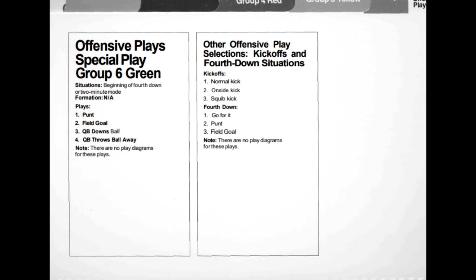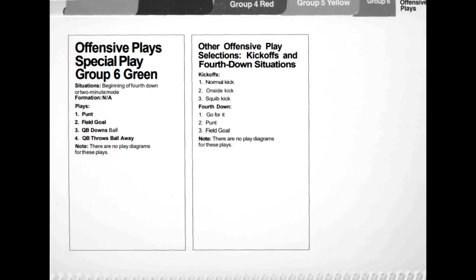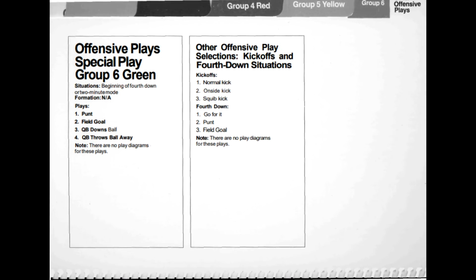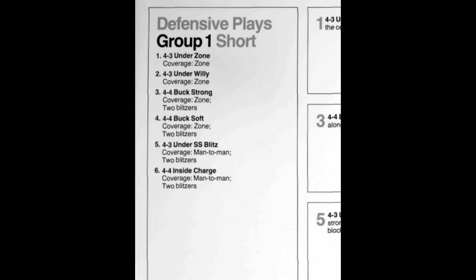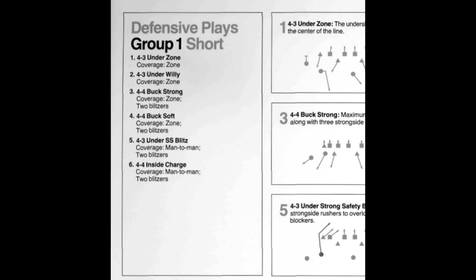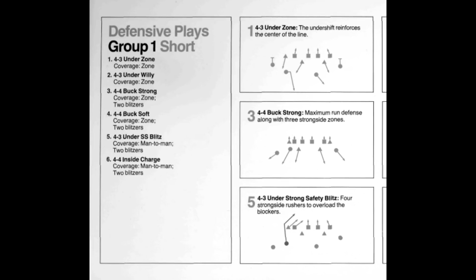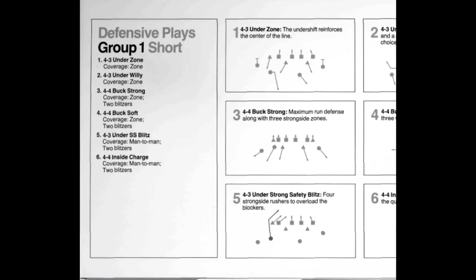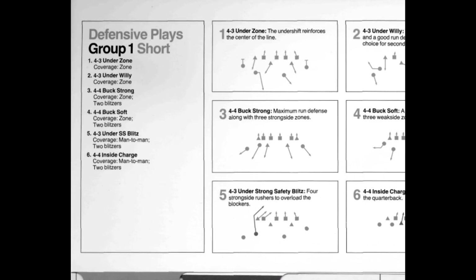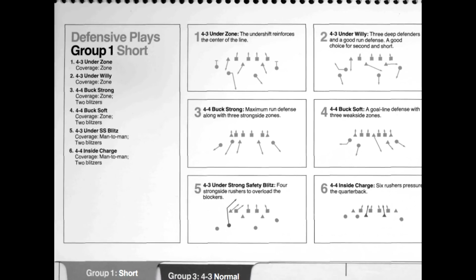Next, we have kickoffs and 4th down plays. On 4th down, you can punt or do a field goal, or you can go for it and select a different play. And then on defense, we'll have a little bit more to talk about, but you have the short plays. These are typically your goal line plays. These are things you want to do when you can't let them get 1 or 2 yards. You have to stop them right there. That's what those short plays are for.